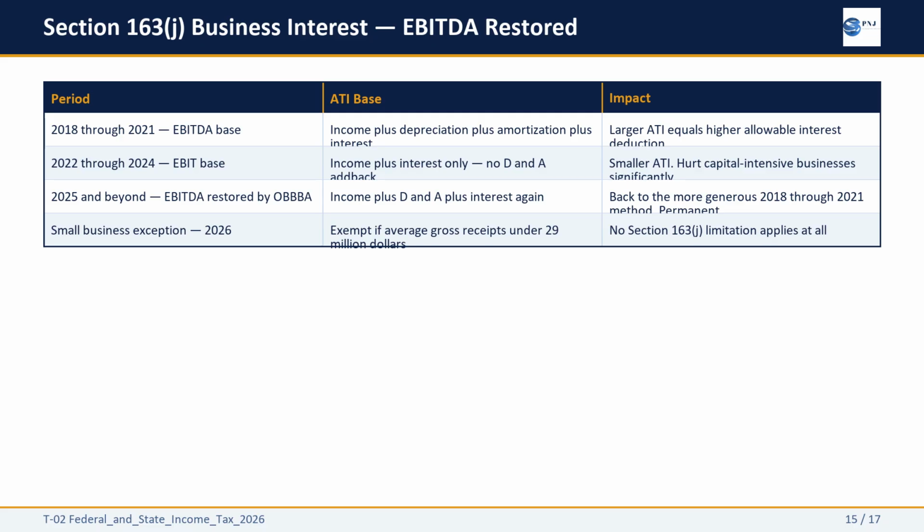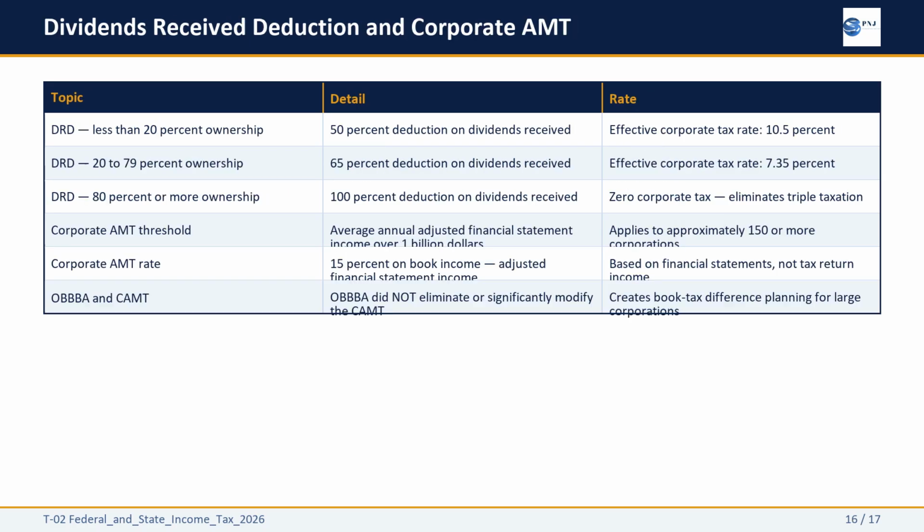A key planning point: review disallowed interest carryforwards from 2022 through 2024, as the restored EBITDA base may allow faster absorption. Businesses with average annual gross receipts of $29 million or less in 2026 are fully exempt from the Section 163J limitation. The Dividends Received Deduction reduces the corporate tax on dividends received from other corporations, mitigating triple taxation in corporate chains.